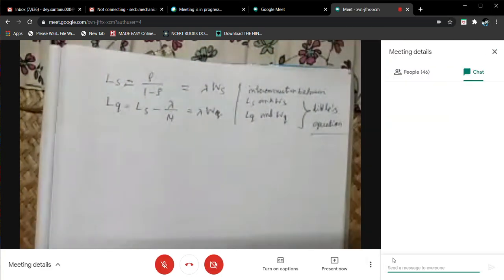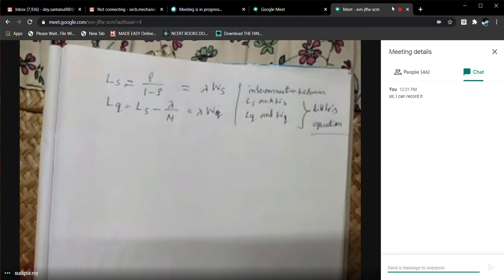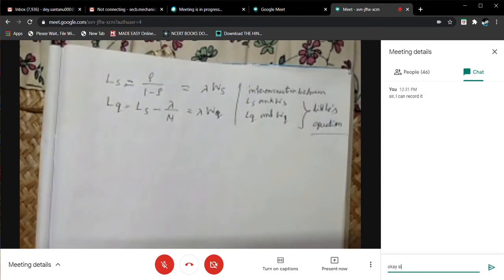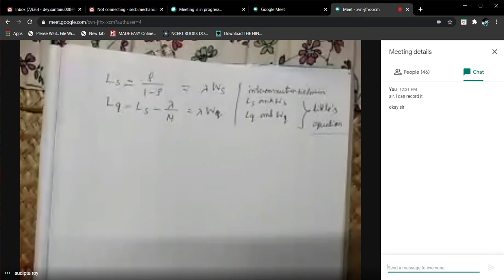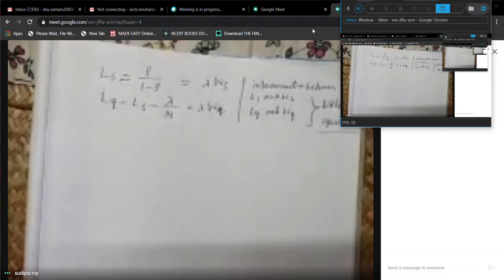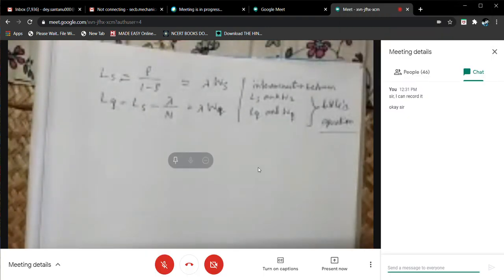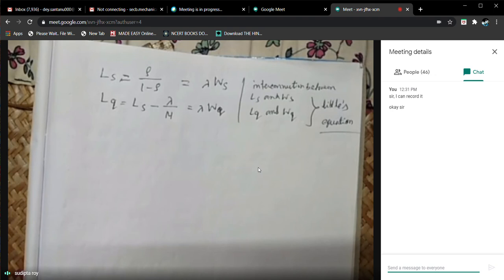Okay, so I said in the first class of queuing theory that whenever a person or a customer joins the line, then record it. Please record it, it will be very helpful. Thank you.